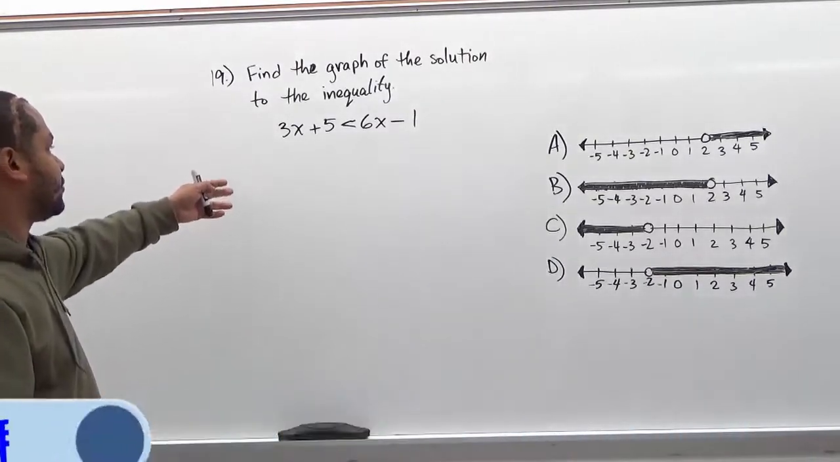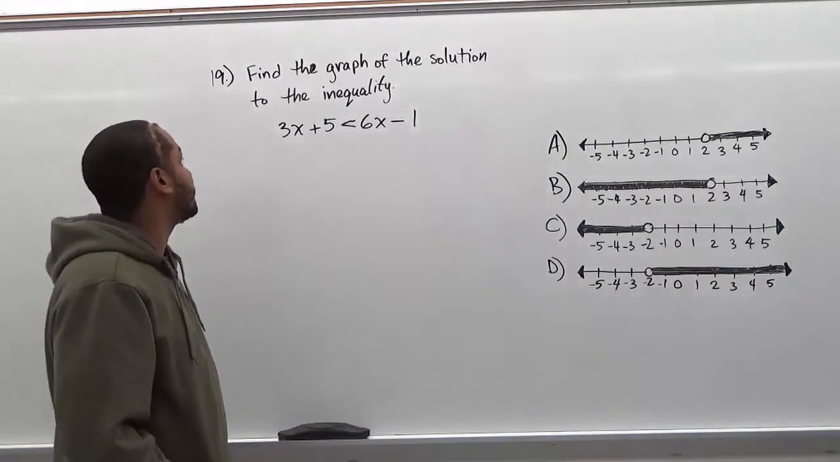Today we're going to be finding the graph of the solution to the inequality. Here we have the inequality 3x plus 5 is less than 6x minus 1.